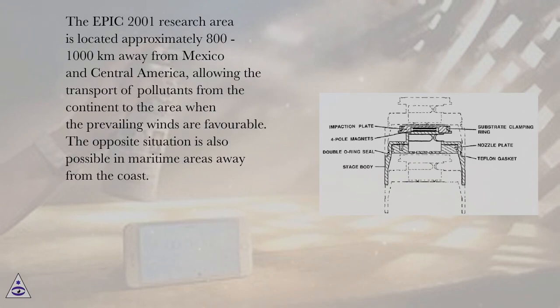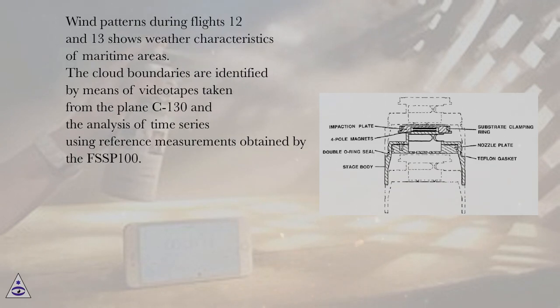The EPIC 2001 research area is located approximately 800 to 1,000 kilometers away from Mexico and Central America, allowing the transport of pollutants from the continent to the area when the prevailing winds are favorable. The opposite situation is also possible in maritime areas away from the coast. Wind patterns during flights 12 and 13 show weather characteristics of maritime areas.